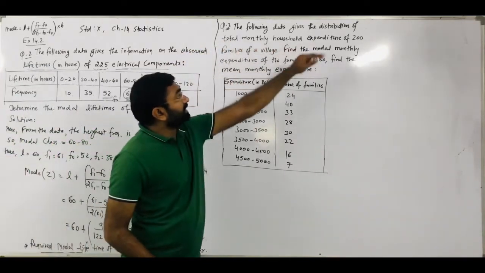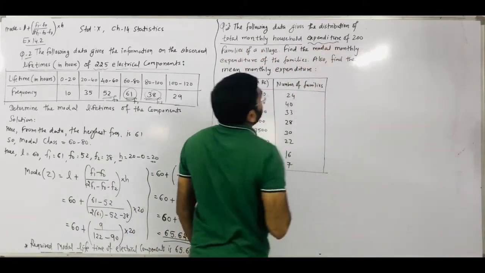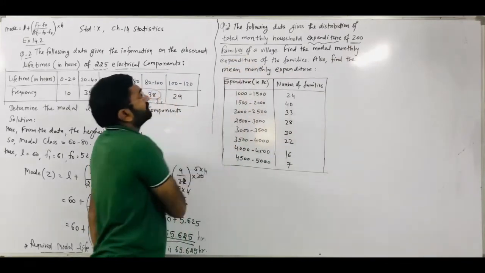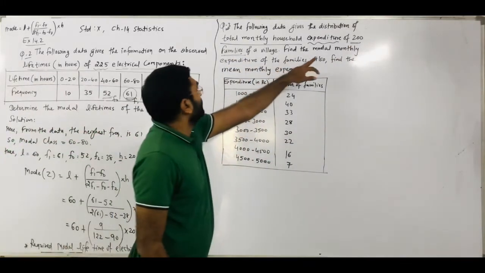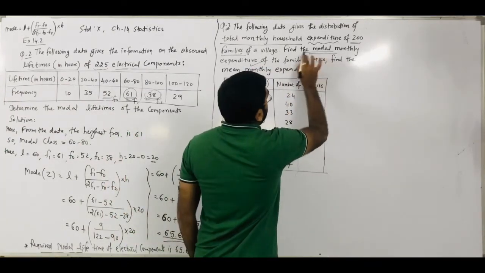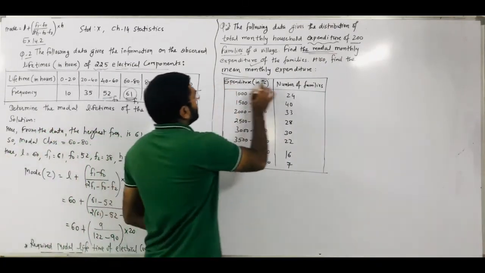The following data gives the distribution of the total monthly household expenditure of 200 families of a village. Find the modal monthly expenditure of the families, and also find out the mean monthly expenditure.